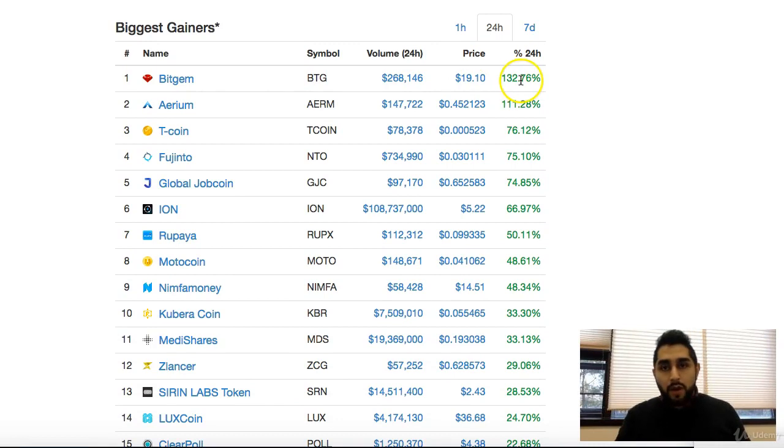You can see here that it went up 132% in 24 hours. Alright, so if you were to put in your money at BitGem, say you were to buy it at $10 or $9 yesterday, at the time of this recording, then today you would have doubled your money.